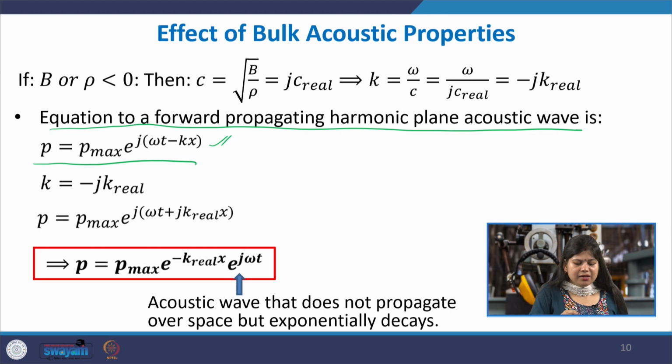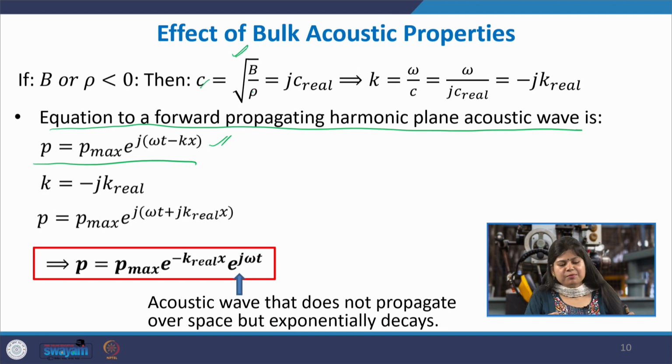So, basically this is one of the solutions. This is the equation of a forward propagating harmonic plane wave. It is given by this formulation. Now, if you see here, what happens if either B or rho becomes negative? Either of these values becoming negative. Now, we know that c, the speed of the sound, is the square root of B by rho.